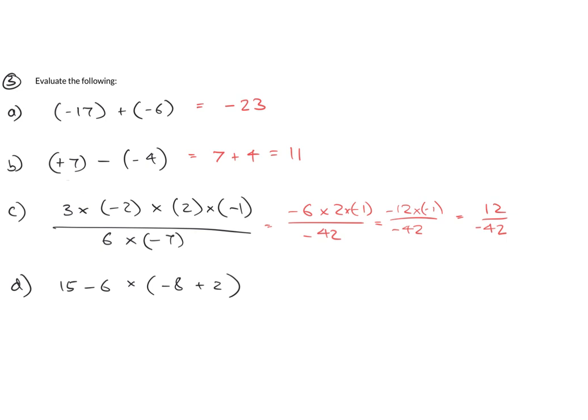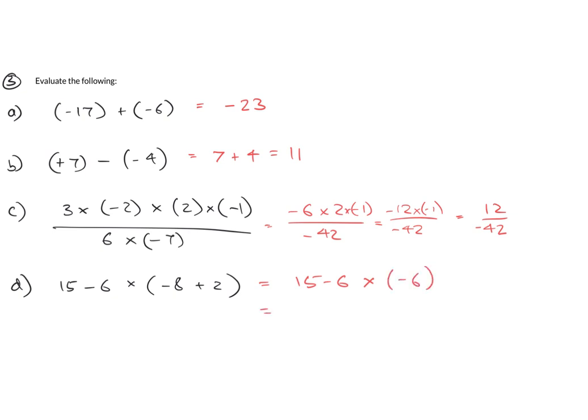And finally, we have a mixture of things going on here. You've got to remember the rules of the order of operations. So although we've got a subtraction, a multiplication, and a bracket, we do the bracket first. So I'm going to leave everything else alone. So I have 15, not minus 15, my apologies. 15 minus 6 multiplied by my bracket. My bracket is negative 8 plus 2, so that is going to be negative 6.